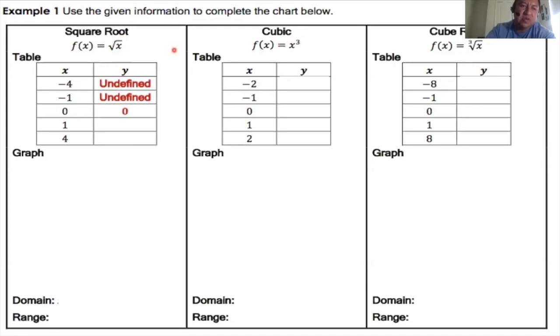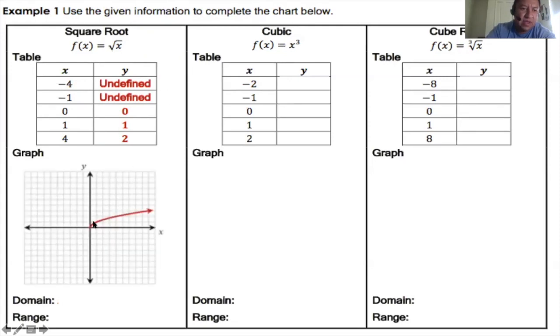What is the square root of 0? It will be 0. That will be your starting point. Okay. Square root of 1 is 1. Square root of 4 is 2. So how would that graph look? Well, that graph will look like this. Okay. This is your parent function. There is (0, 0). There is (1, 1).